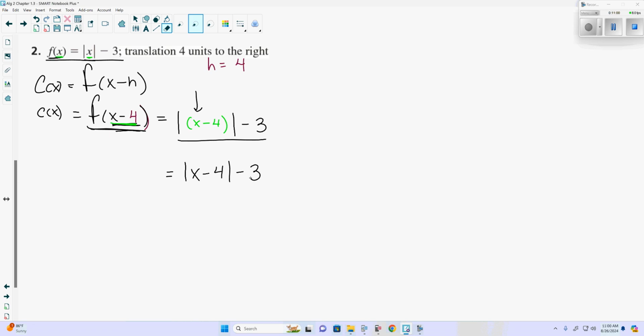And this here would be equal to c of x. That is our new function. c of x and f of x minus 4 are the same notation as what we have applied it to. So this is our function. Questions on this here? We ready for the next one?